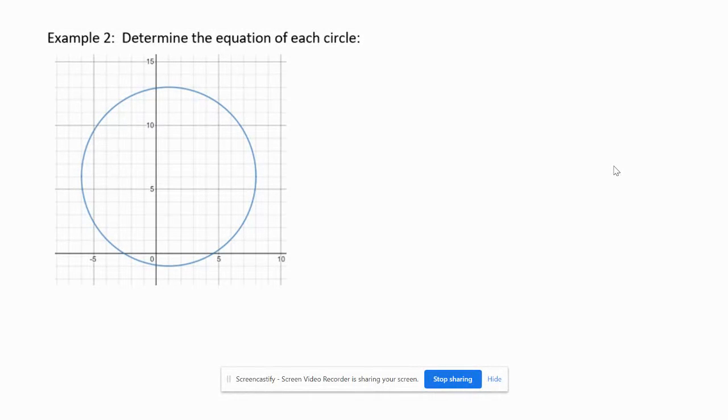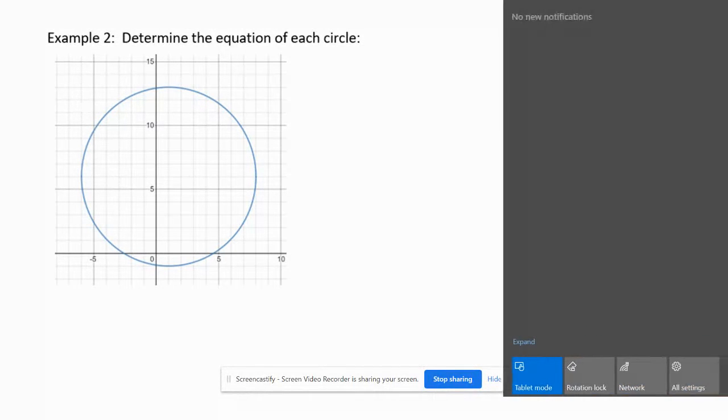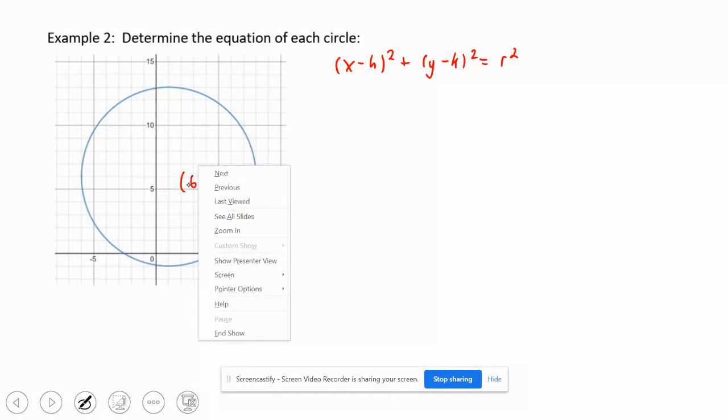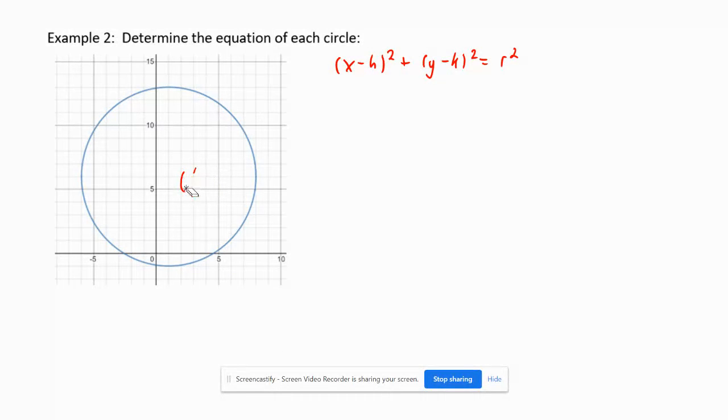All right, for this circle over here, we're going to determine the equation of the circle. We start by writing out our formula: (x minus h) squared plus (y minus k) squared equals r squared. Now looking at this circle, I hope you can see that the center of my circle is going to be (1, 6).